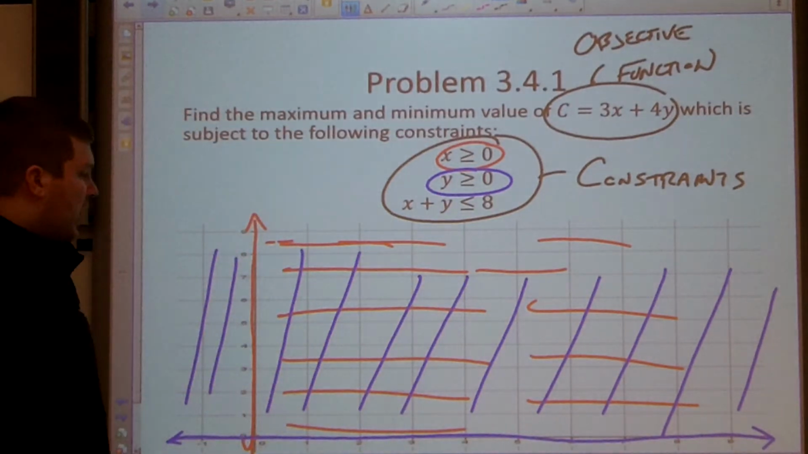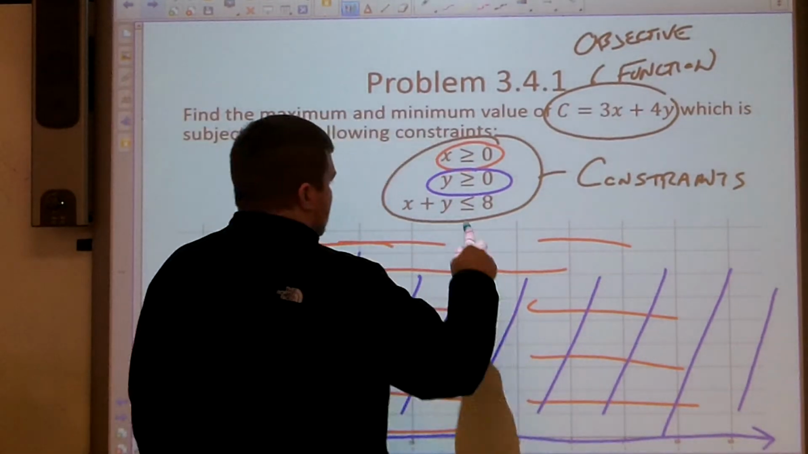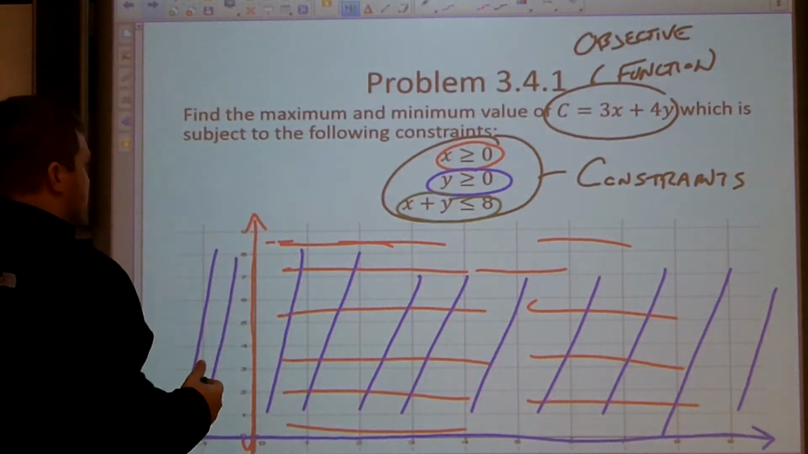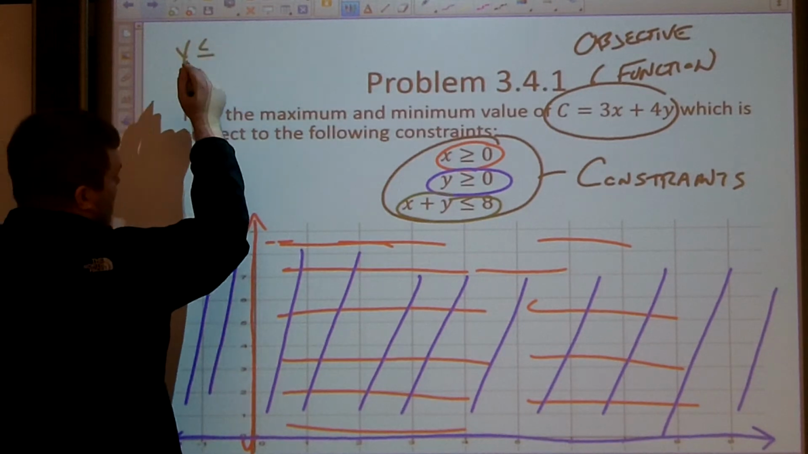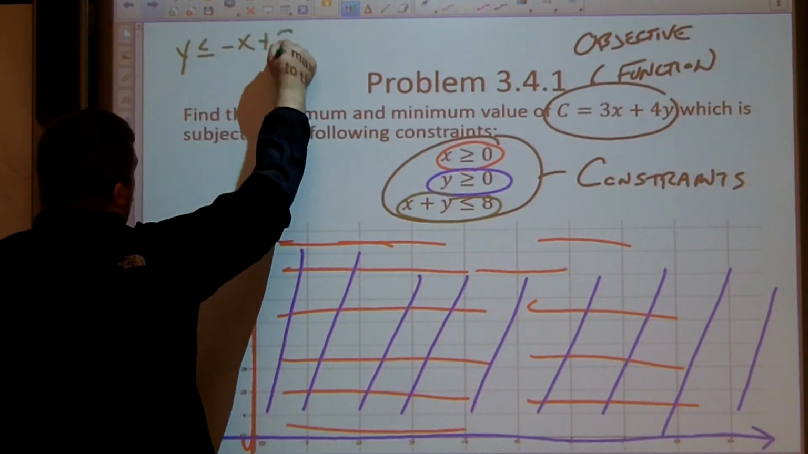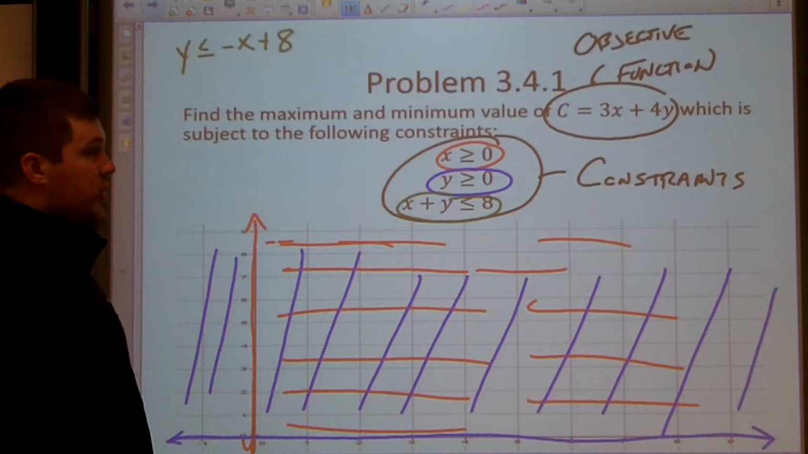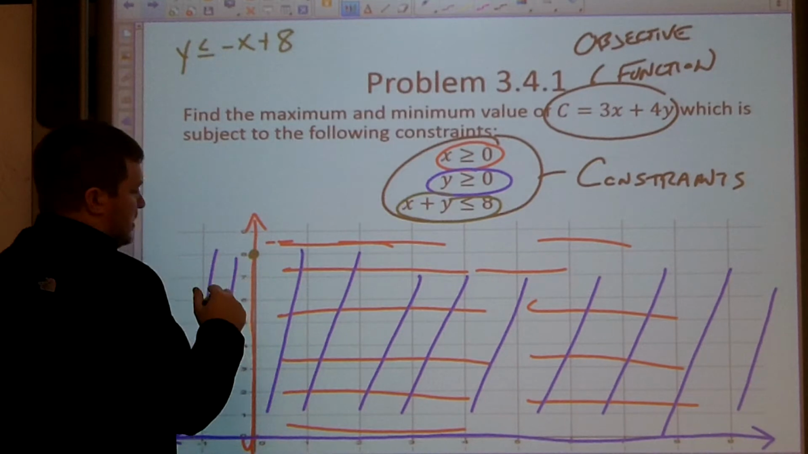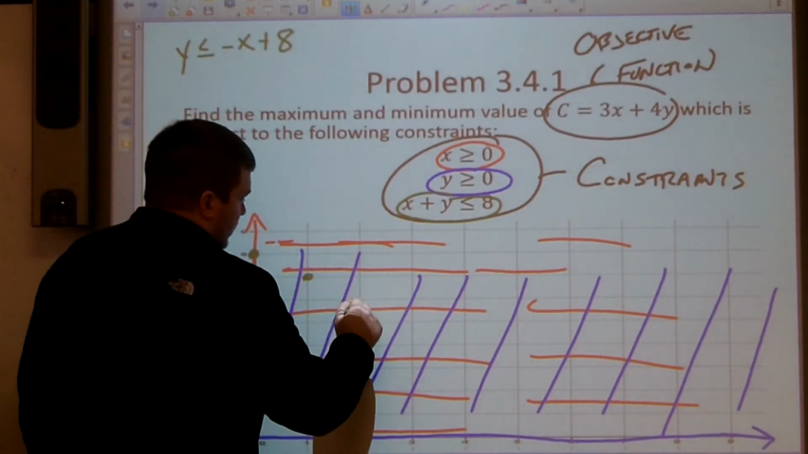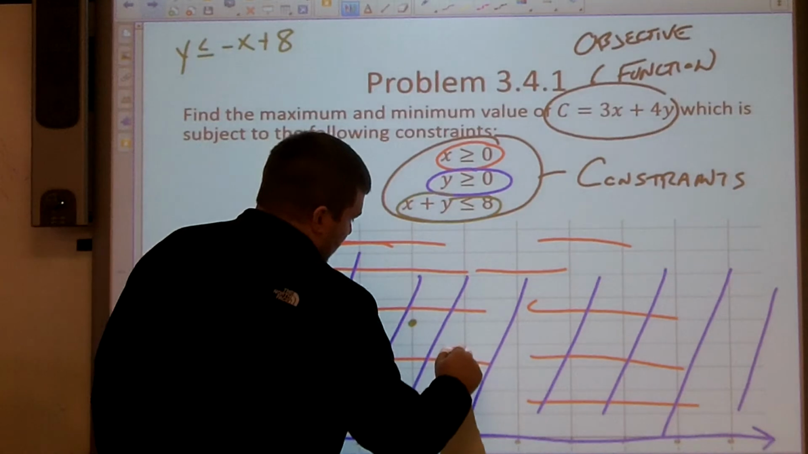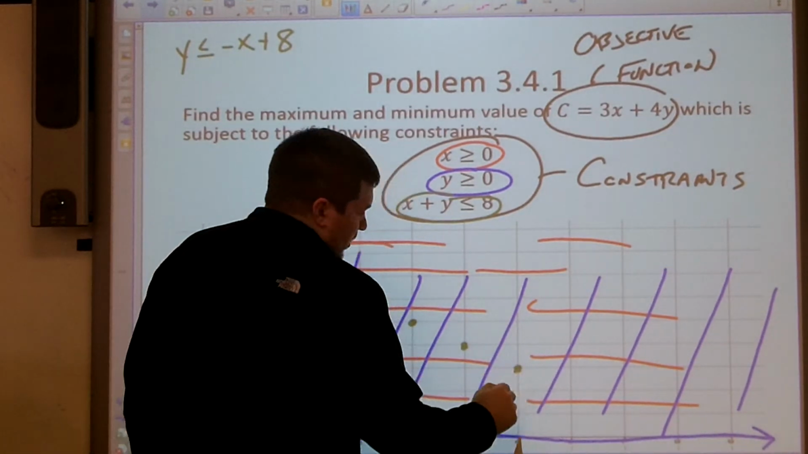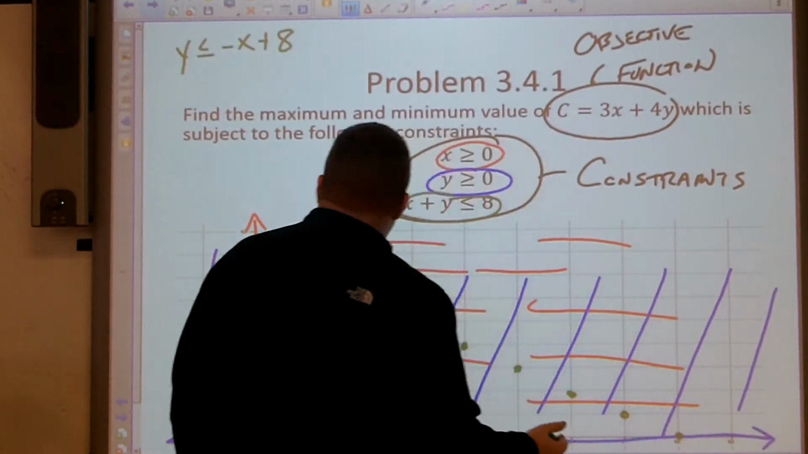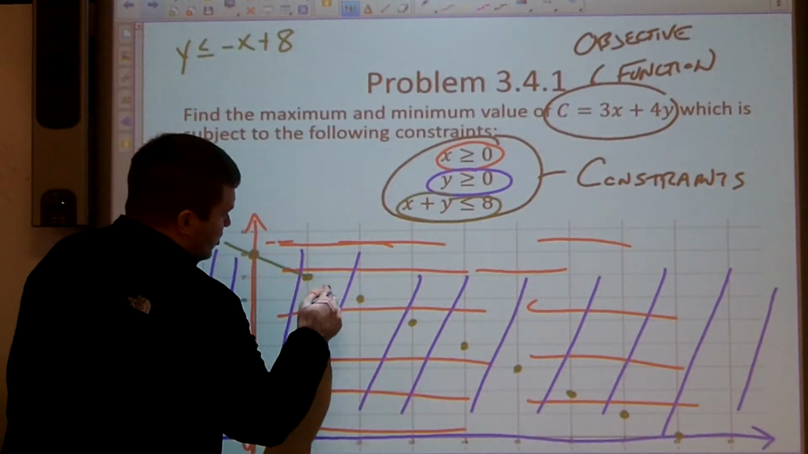All right, and then so my last constraint is this guy. But to make it easy for me to graph, I want to get y by itself. So I'm just going to say y is less than or equal to negative x plus 8. Okay, I know my boundary line is going to be solid. And I know I have a y-intercept at positive 8, and my slope is negative 1. So I can just plot a few points really quickly. You know how to do this by now. Okay, go through and plot several points until you get enough to make your line. Okay, and then just connect them.